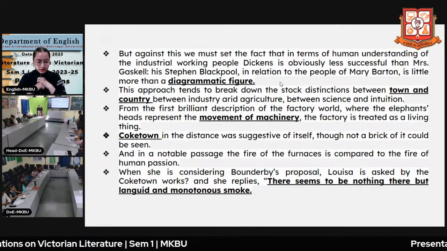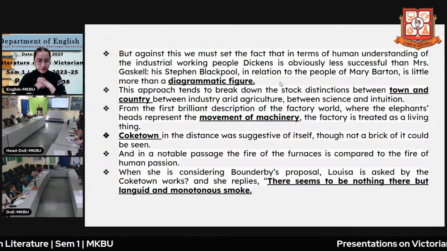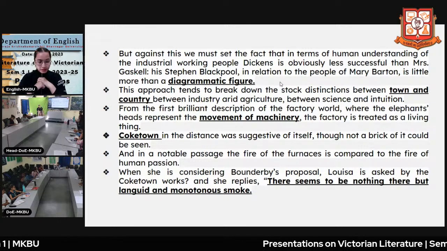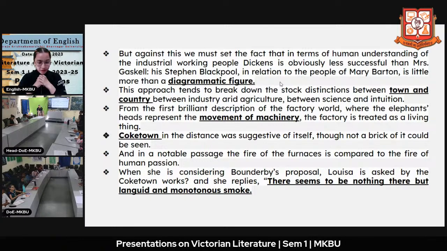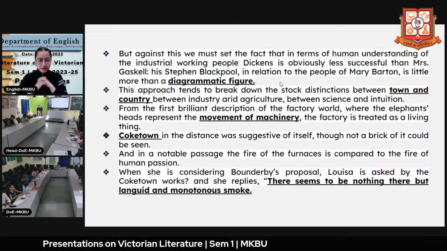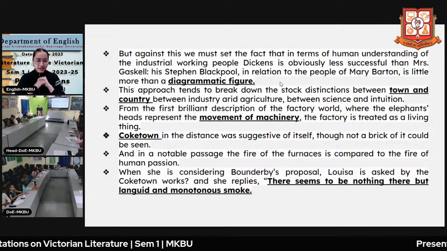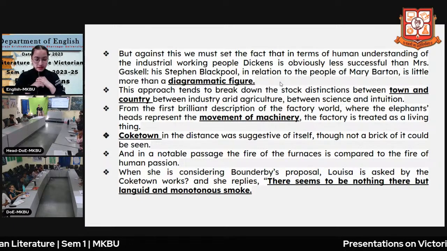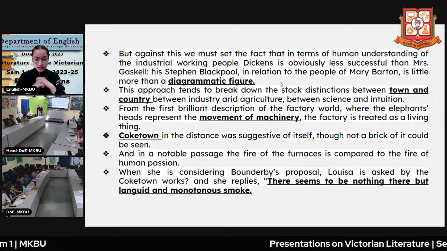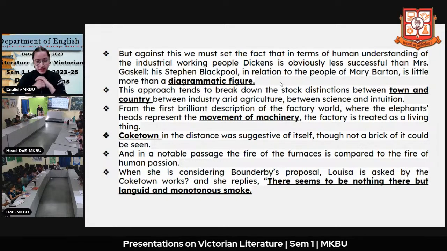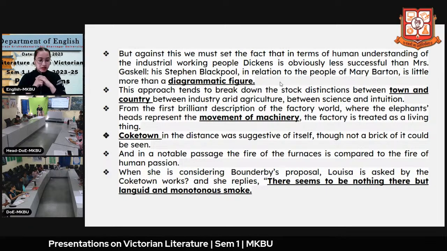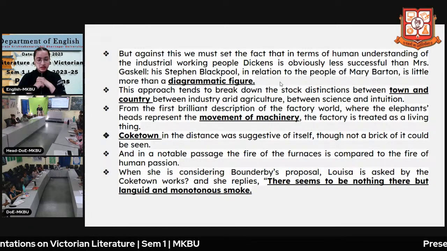Coketown in the distance was suggestive of itself, though not a brick of it could be seen. And in a notable passage, the fire of the furnaces is compared to the fire of human passion. When she is considering Bounderby's proposal, Louisa is asked about the Coketown works, and she replies, "There seems to be nothing there but languid and monotonous smoke."